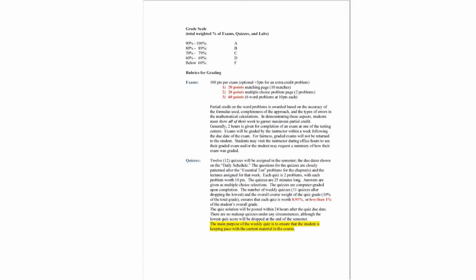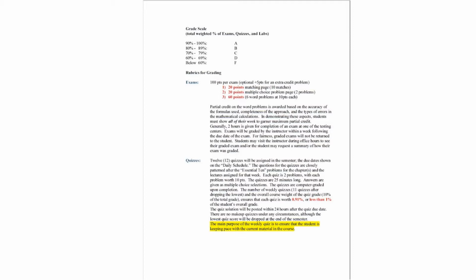The grade scale is the weighted percentage of your exams, quizzes, and labs. 75% exams, 10% quizzes, and 15% labs are all weighted into this final percentage. The percentage scale is what you're used to. 90 to 100% is an A, 80 to 89% is a B, and so forth and so on. We have particular rubrics for the grading.